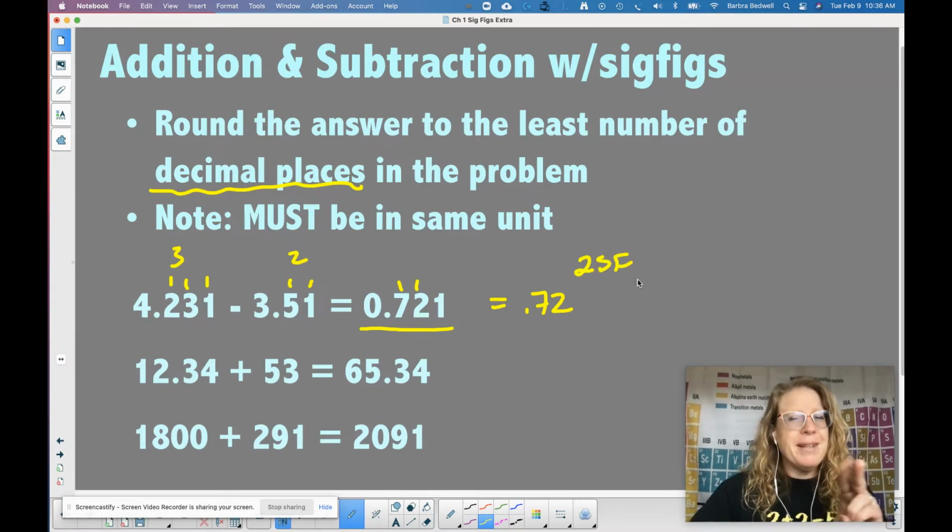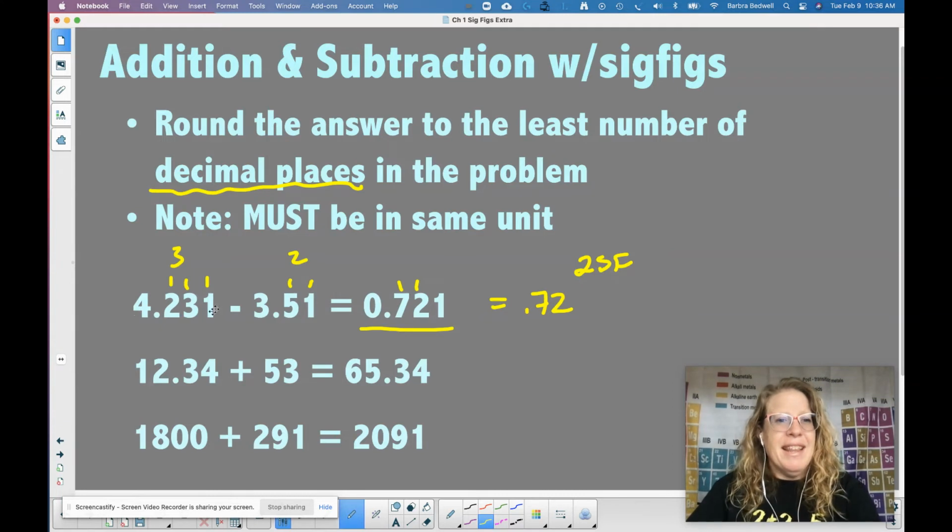Your number of decimal places and your sig figs are not the same, right? This has got 3 decimal places, but 4 sig figs. This has got 3 sig figs and 2 decimal places. So this one has now 2 decimal places and 2 sig figs. 2 decimal places as well.